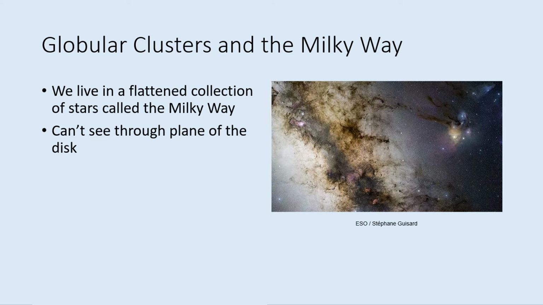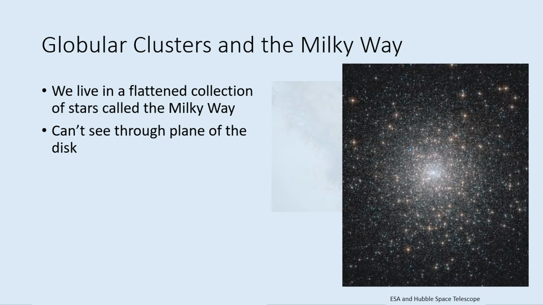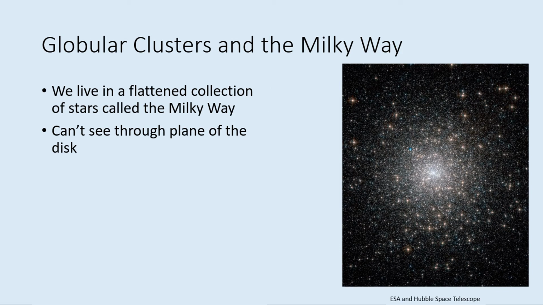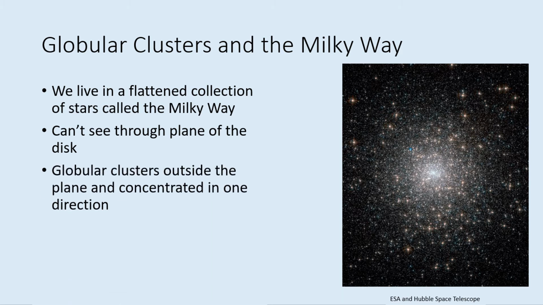Fortunately, two important observations came together at that time to make it possible to get a better sense of the size and shape of our galaxy. The first of these was that globular clusters, vast collections of up to 1 million stars, seemed to be surrounding our galaxy outside of the plane, and they were concentrated in one direction. This suggested that the center of the galaxy would be in that direction.